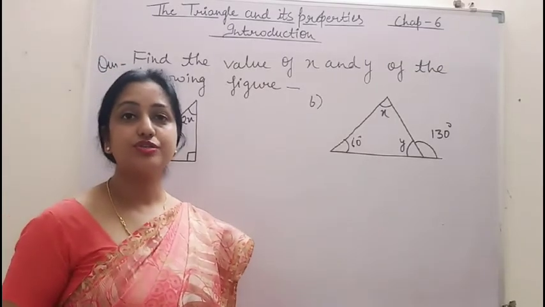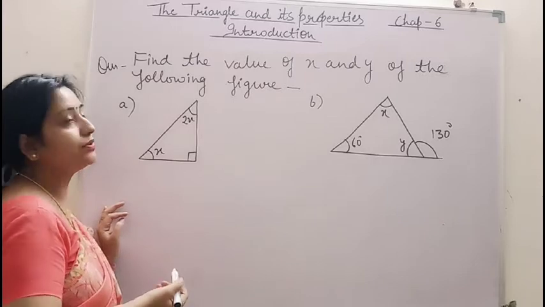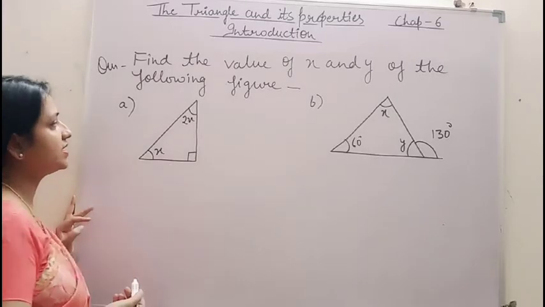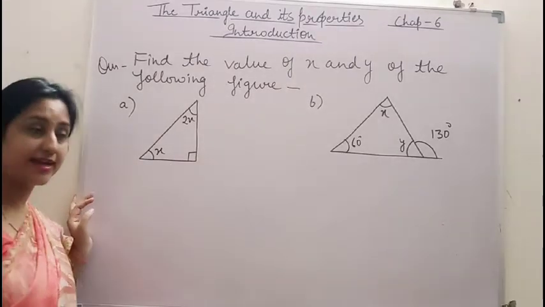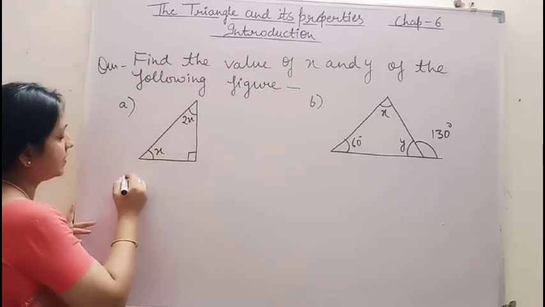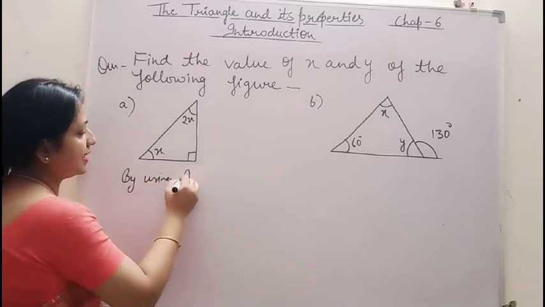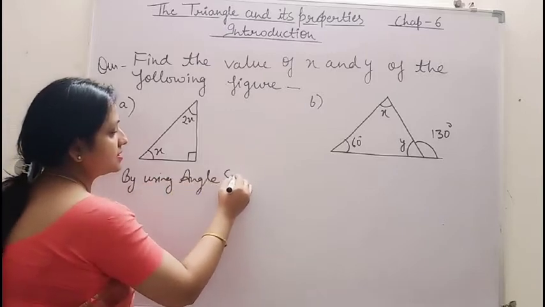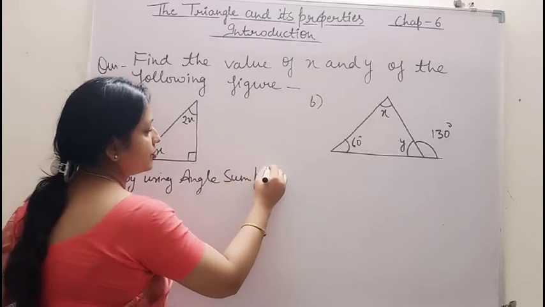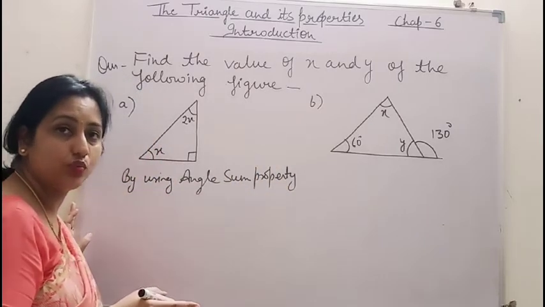Some more questions related to this property. Find the value of x and y of the following figure. So in the first figure, you have to find out the value of x. So by using angle sum property, we know that the sum of all angles of a triangle is equal to 180 degree.